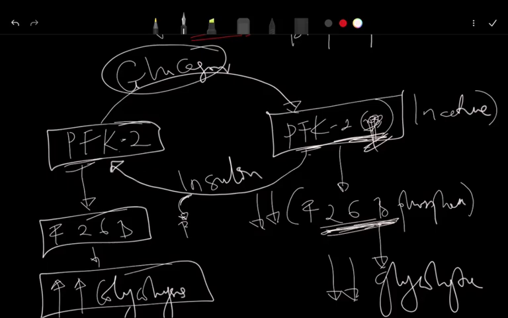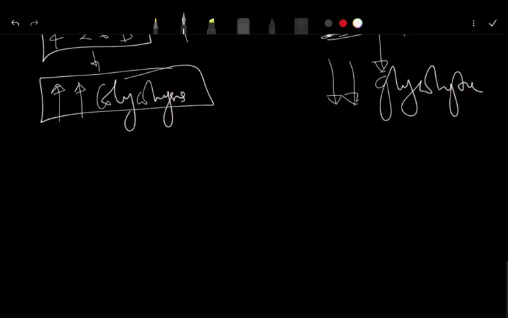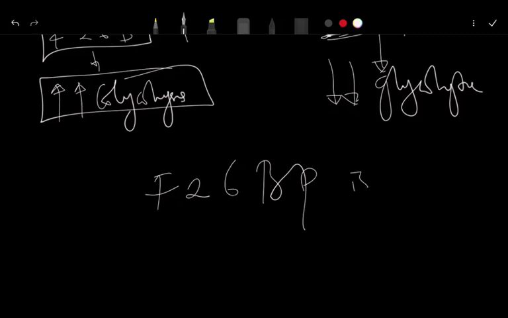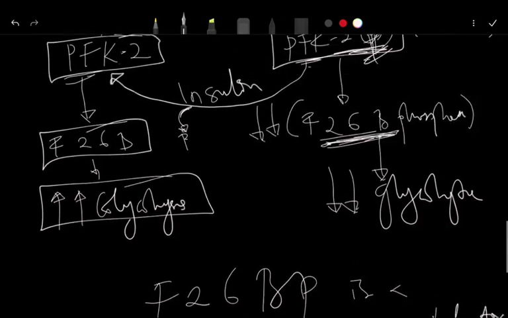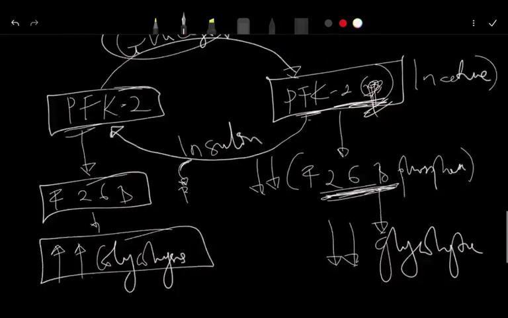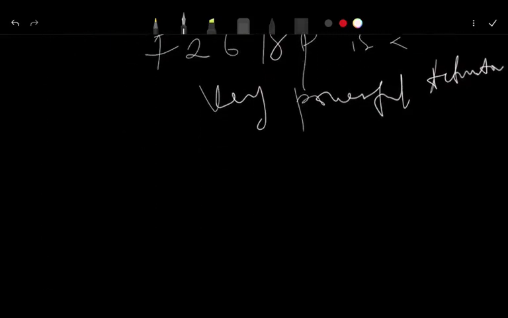In summary, let me simplify this for you again. If you can't remember all this, just know first that fructose 2,6-bisphosphate is a very powerful activator of glycolysis. If you are okay with this, then there's no problem, but you can revise back to understand the whole concept. Okay, now let's move to the fate of pyruvate in the next video.